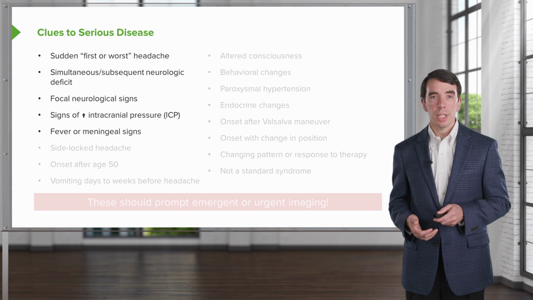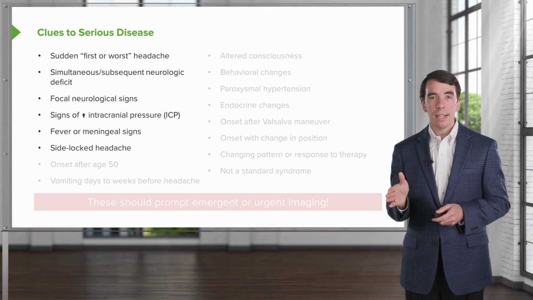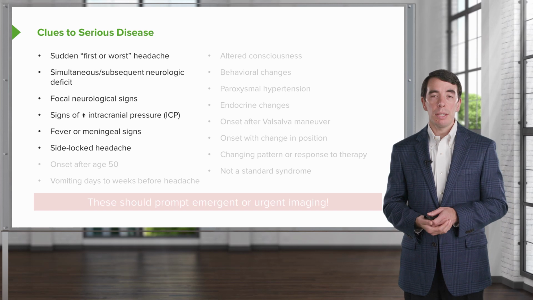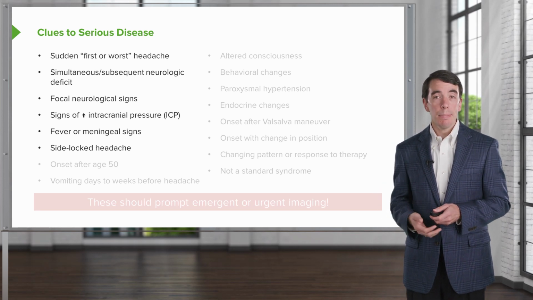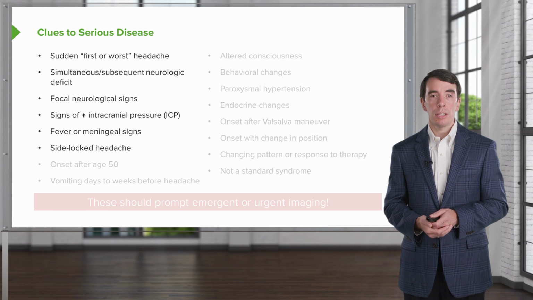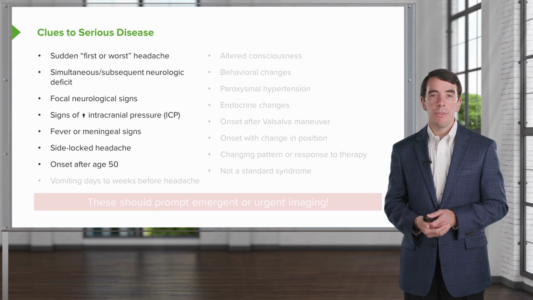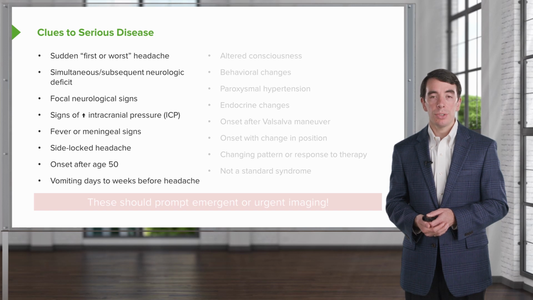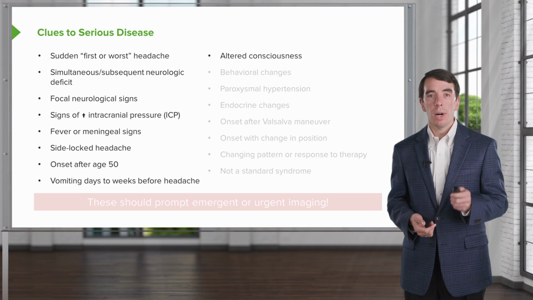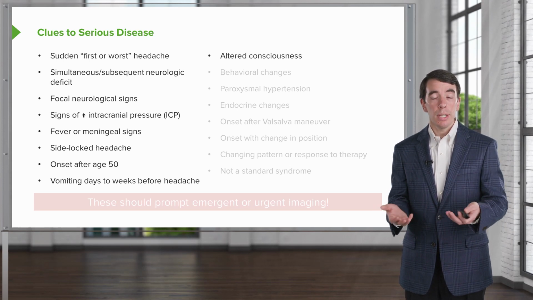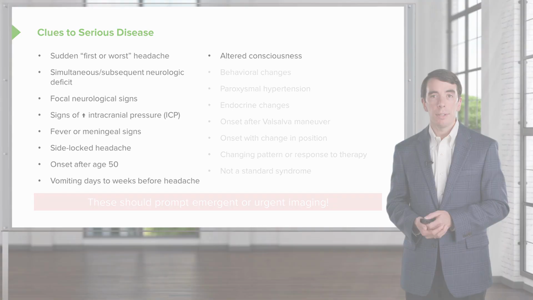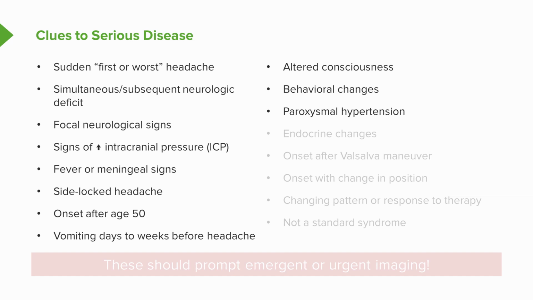Fever, meningeal signs. A headache that is side-locked, that is only on one side, needs to be evaluated for an underlying structural cause, but then maybe from a paroxysmal headache like the ones that we talked about. Onset after age 50, new onset headache in someone over the age of 50 is a tumor until proven otherwise and requires imaging. Vomiting days to week before the headache suggests high-pressure headache or some type of mass lesion. Altered consciousness always requires imaging because we can't trust the patient's history, often because the patient isn't able to provide it. Behavioral changes, paroxysmal hypertension could suggest some other secondary cause.